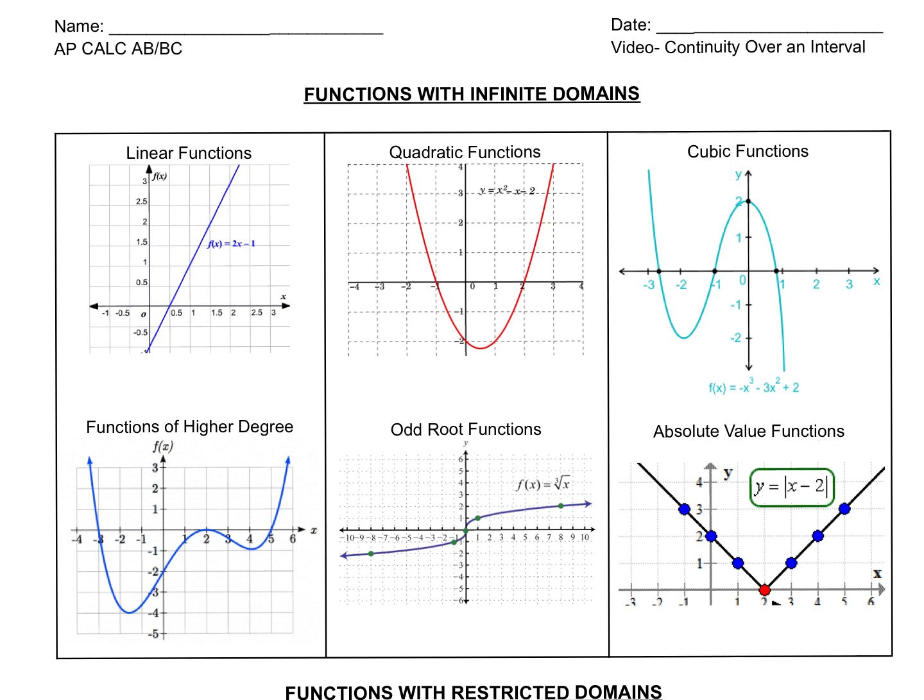What you should notice about all 6 of these functions is that they all have infinite domains. What that means is that they go from negative infinity to positive infinity. Every single one of them has a domain that stretches left and right from negative infinity to positive infinity.